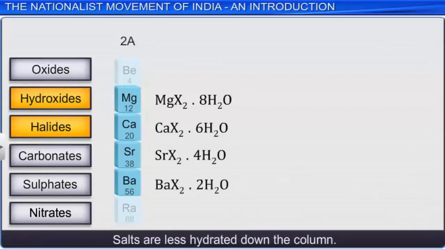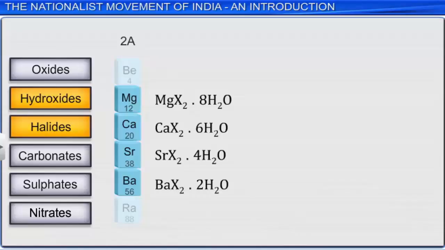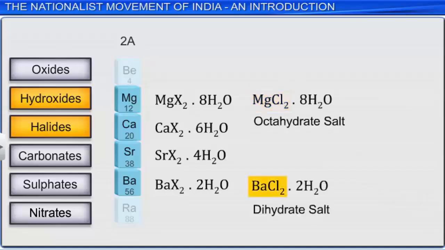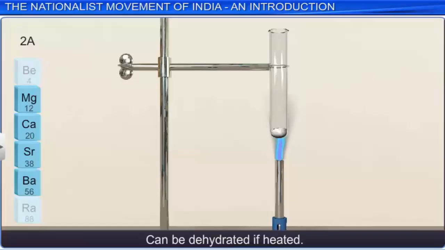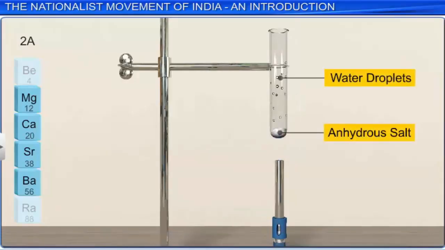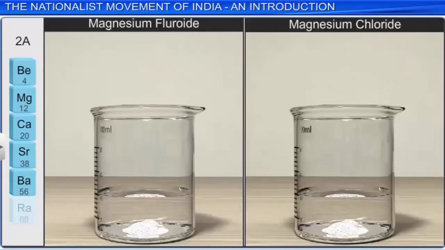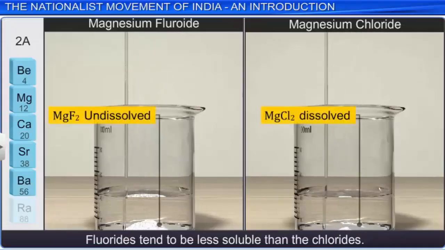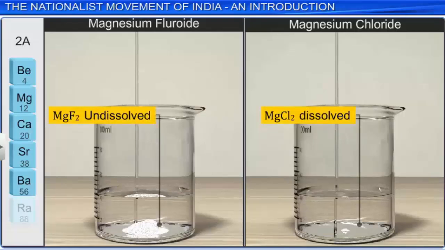The halides of the group 2 elements are often found as hydrates, but these salts are complexed with fewer water molecules down the column. Thus, magnesium chloride is an octahydrate, whereas barium chloride is found as a dihydrate salt. These salts can be dehydrated upon heating, leaving anhydrous salts. It should be noted that beryllium and magnesium salts will undergo hydrolysis upon heating, though. In general, the fluorides tend to be less soluble than the chlorides because of the higher lattice energies associated with the fluoride salts.